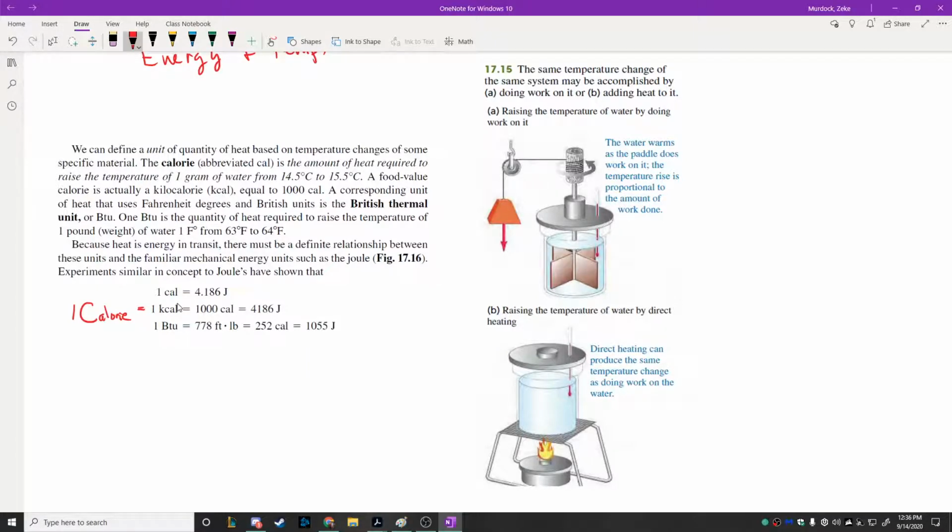Hey, BTU, I saw that on the AC. Yeah, I suspect that when you go to buy things, they might measure how strong it is in terms of BTUs.